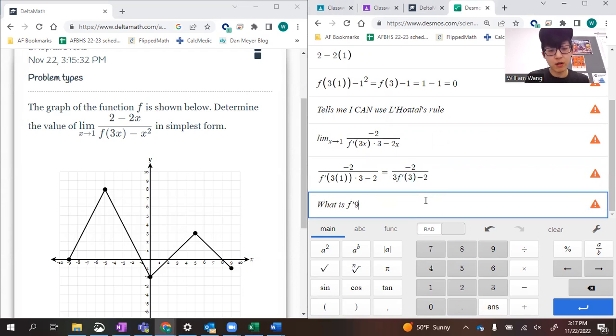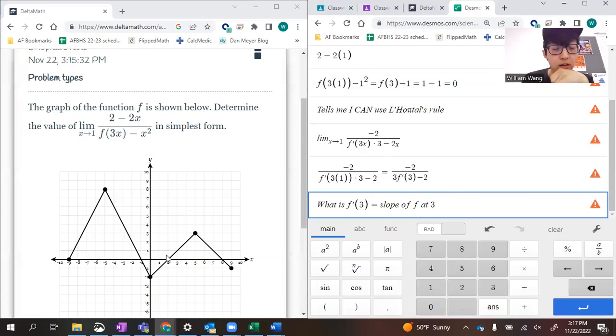What is f prime of 3? How do I know that? They don't give me a function. I don't know what f prime of 3 is. Well, remember, f prime of 3 is equal to the slope of f at 3. So that's what I'm looking at here.